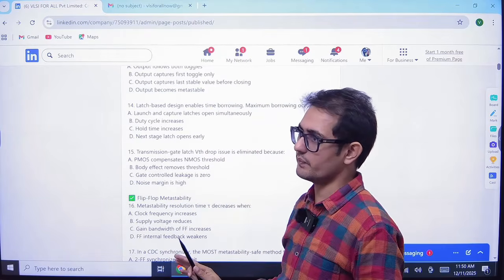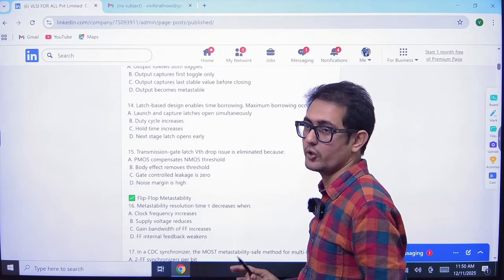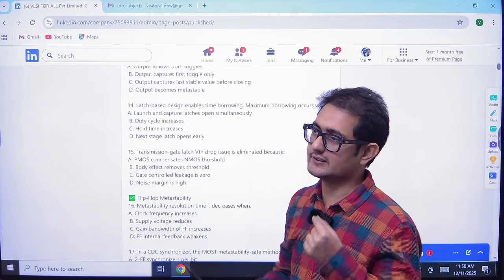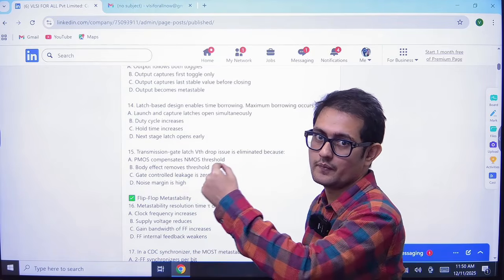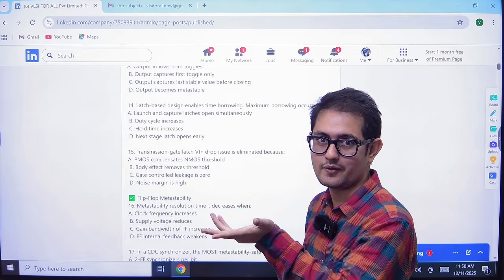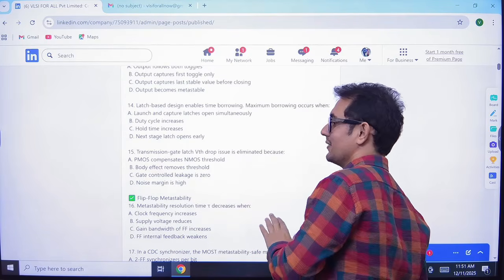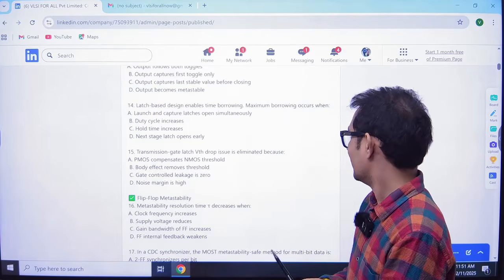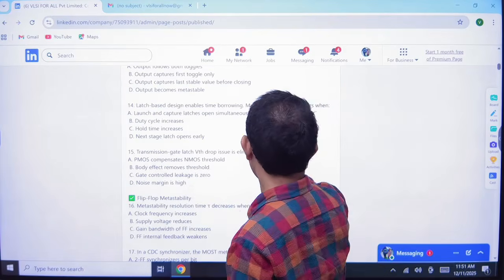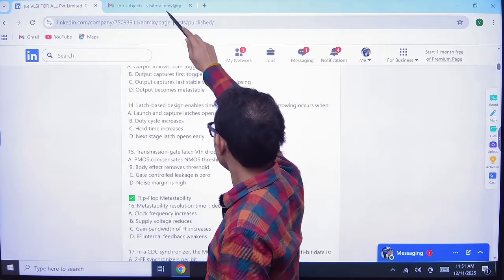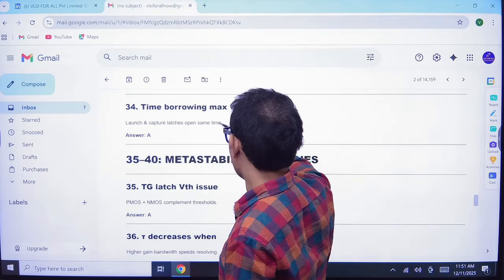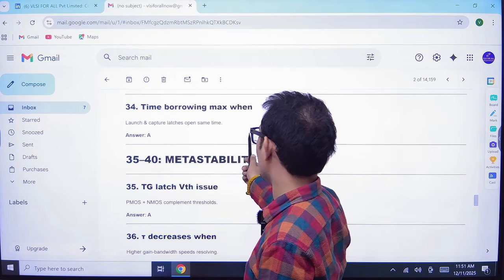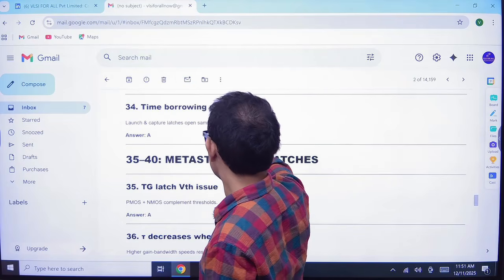Sometimes they ask in the interview also, what is the time borrowing concept in latches? When they ask the question, tell me the difference between latches and flip flop, the next question they will ask is the time borrowing concept. If you are able to answer, you can predict questions accordingly. So that is one good concept here. So correct answer is A here. Launch and capture latches open at the same time, right?